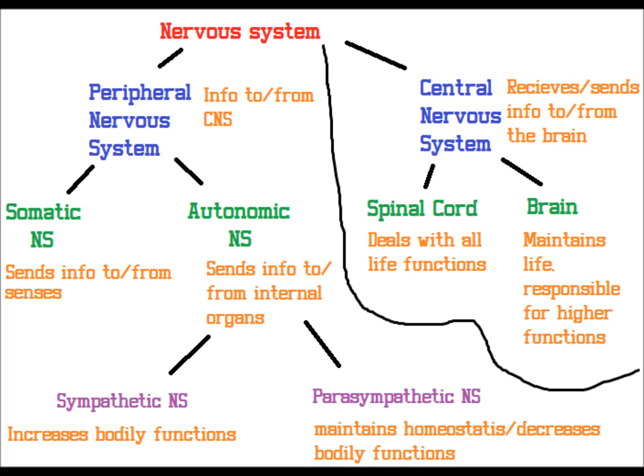Again, the autonomic nervous system is split up into two, the sympathetic nervous system and the parasympathetic nervous system. During a fight or flight situation, the sympathetic nervous system increases bodily functions, while the parasympathetic nervous system, after a fight or flight situation, maintains homeostasis and decreases bodily functions.